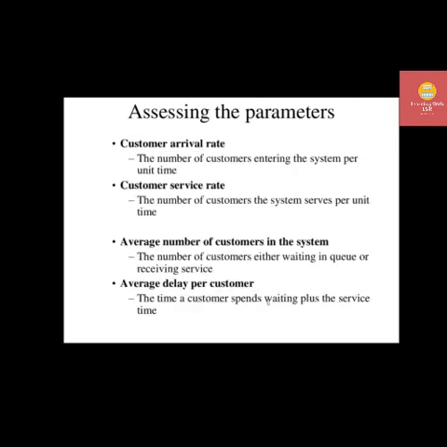Then queue discipline, the selection for service: first come first served, last in first out, random, or priority. After that, assessing the parameters: customer arrival rate, the number of customers entering the system per unit time. Then customer service rate, the number of customers the system serves per unit time. After that, the average number of customers in the system, the number of customers either waiting in queue or receiving service. Average delay per customer, the time a customer spends waiting plus the service time.